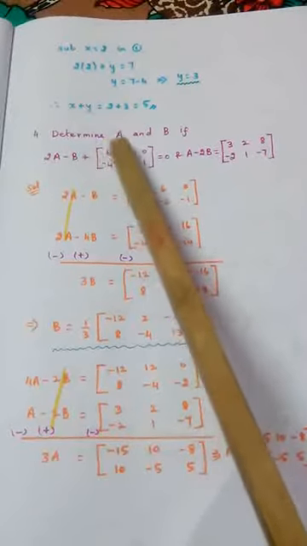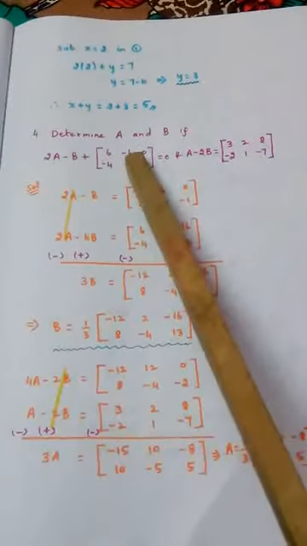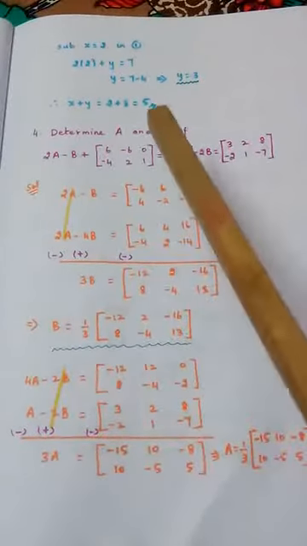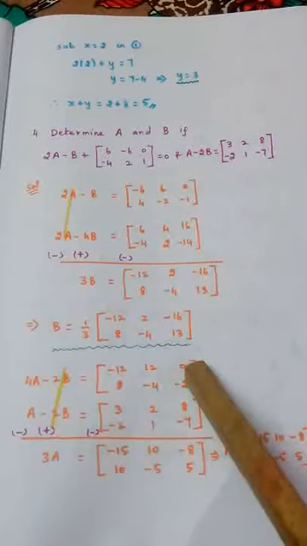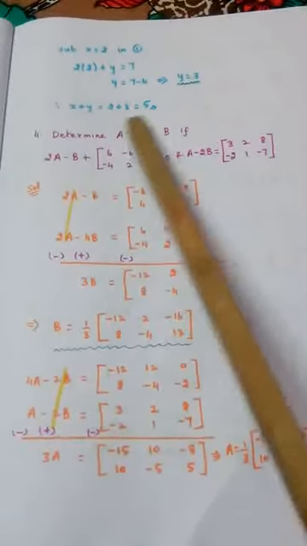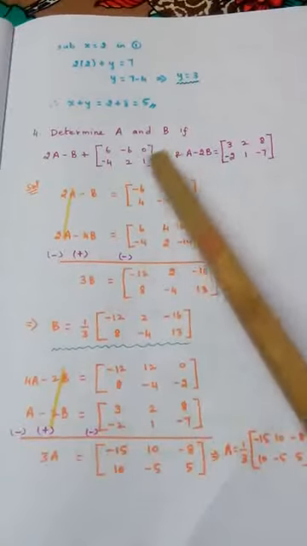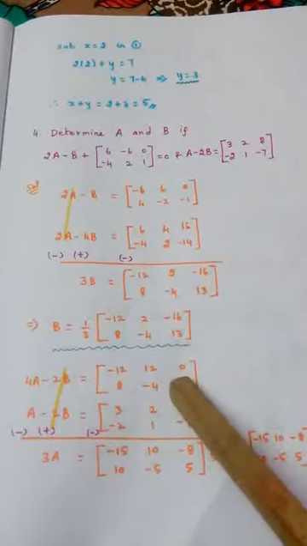So actually this is 12. Going to the other side becomes minus 12. This is minus 12, other side 12. 0 will remain as 0. This is minus 8 because I am multiplying by 2. Going to the other side plus 8. 4 other side minus 4. 2 other side minus 2.